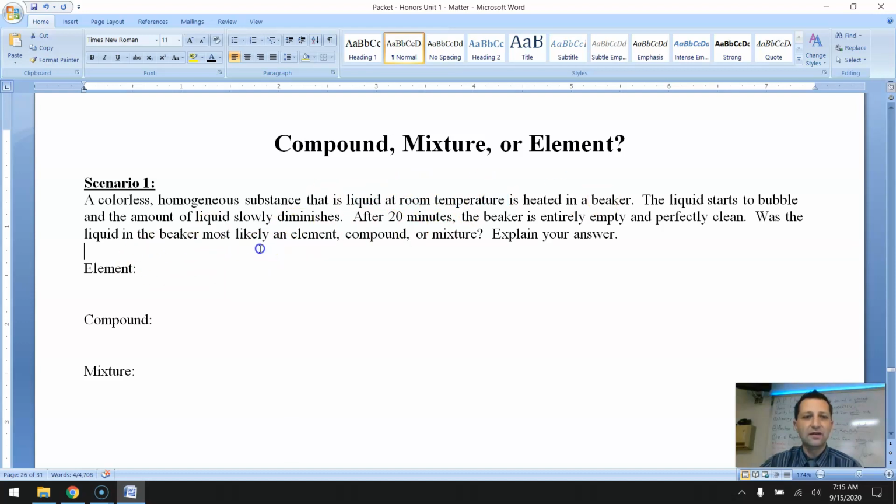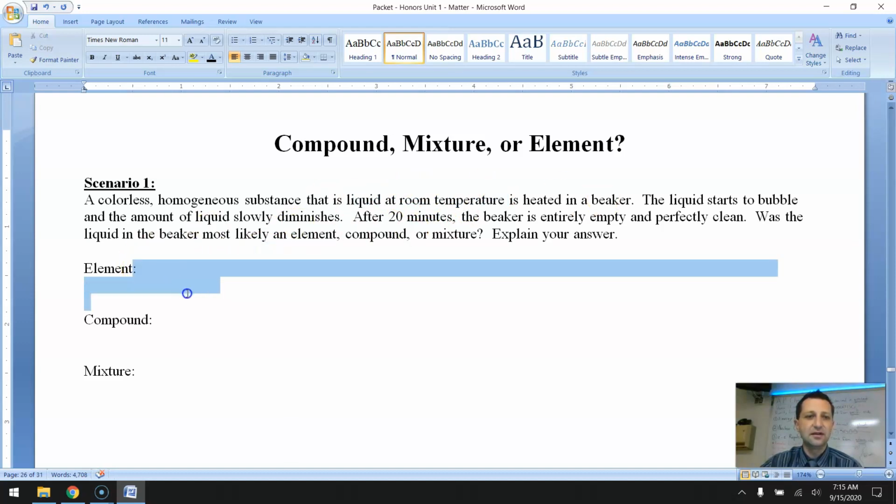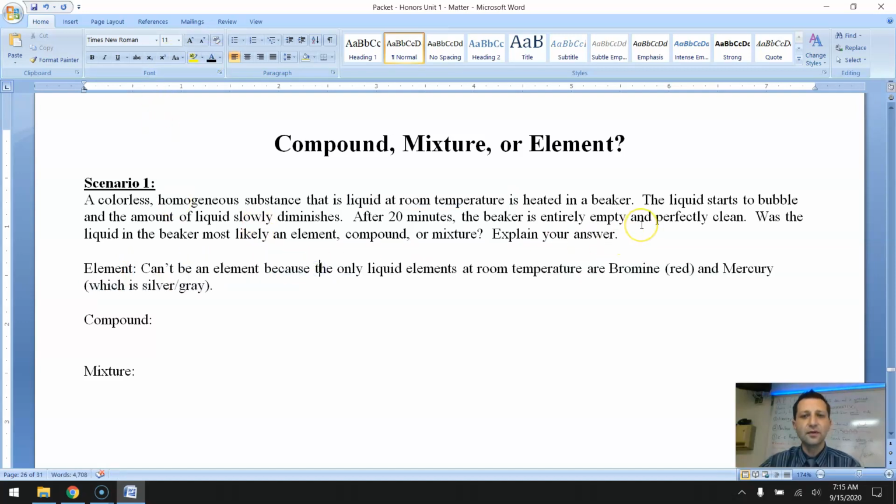We know that right after that first sentence. So I should have the answer, it's popping up here. Let's write that in. Okay, so take a second and jot that down. This is what I would do. I would write element, compound, mixture, and say what's what. So it can't be an element because the only liquid elements at room temperature are bromine, which is red, and mercury, which is silver or gray.